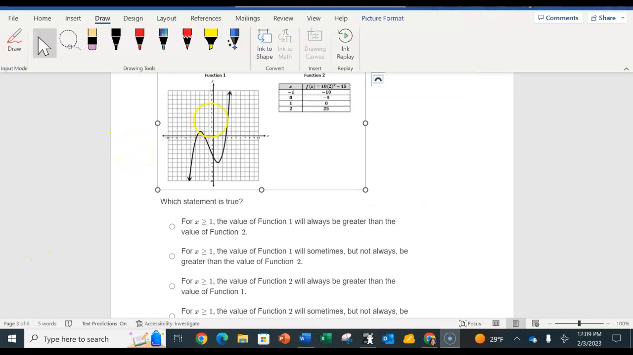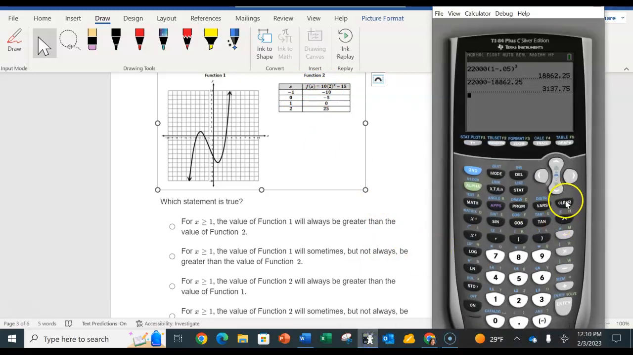All right, the next question says compare the 2 functions. All right, so you've got function 1. This is a graph, and it gives you function 2. It gives you an equation and a table. All right, so it's easier to compare two things if you have the same form. So let's graph this function since they give us an equation. So it's y equals, f of x is the same as y equals 10 times 2 to the x power.